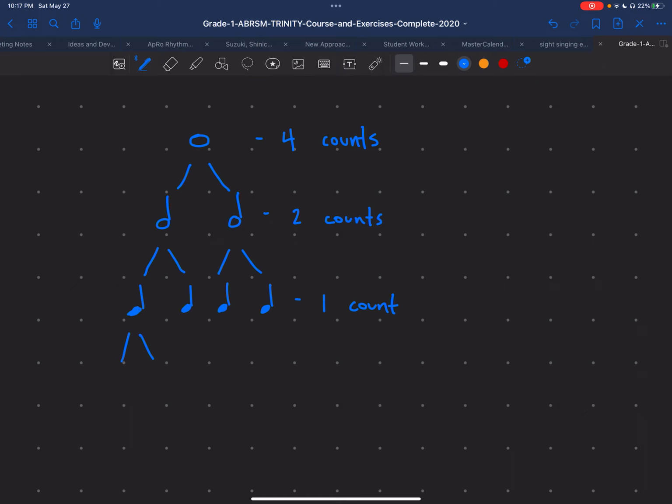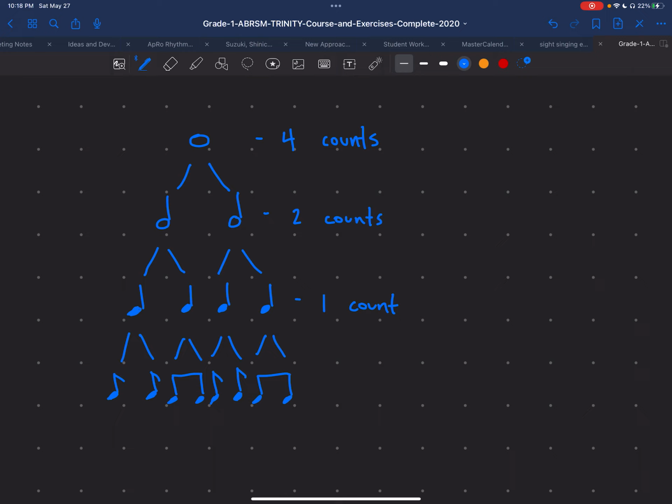Then we can split our quarter notes in half again, and we're left with eighth notes. We can write eighth notes either separated or beamed together. Whenever we have 2 eighth notes together, they like to join together. We call that beaming, which will be lesson 8.